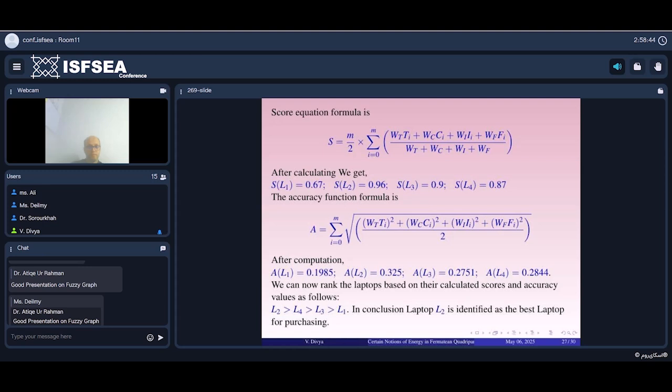Next, I'm going to apply the accuracy function formula. I got the values 0.19, for the second 0.32, for the third 0.27, and fourth one is 0.28. Now, seeing these values, arranging them in order, I have got this result. The value of laptop 2 is greater compared to the others. Therefore, in conclusion, the second laptop is identified as the best laptop for purchasing. So using the MCDM method, we can find the best one.